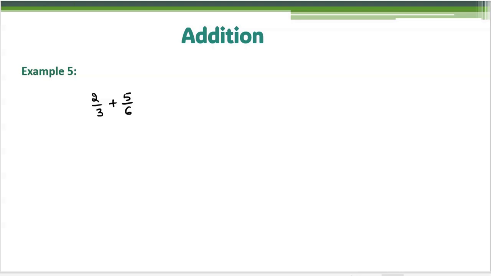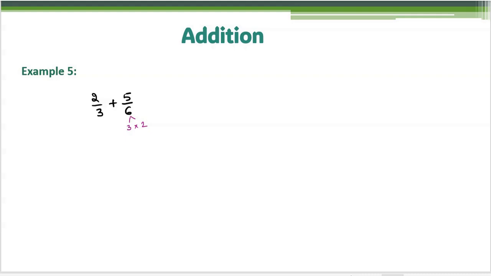Again, we see that it's different denominators. Here we have 3 and here we have 6. But this case is different than example 4 and 5, because here 6, we can write it as 3 times 2. And we already have 3 here.